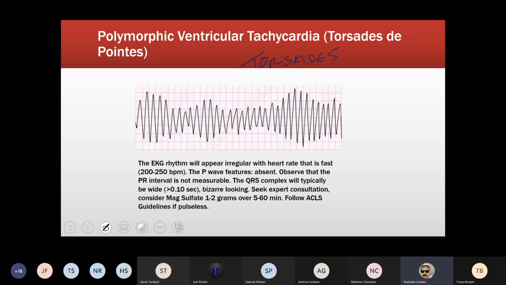Easiest way that I remember torsades is it kind of looks like a sound wave. That's how I remember it. Monomorphic VTAC all looks the same. Polymorphic VTAC looks different. Anybody guess, in addition to shocking and doing CPR, what our treatment is for a patient in torsades? It's a medication we all carry.